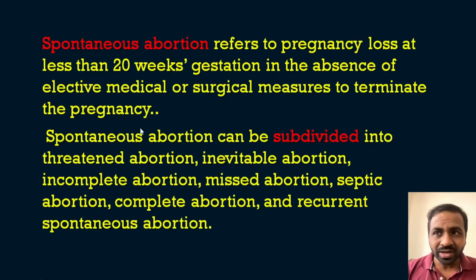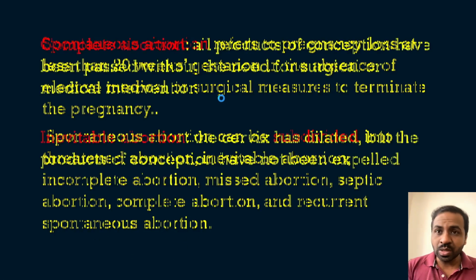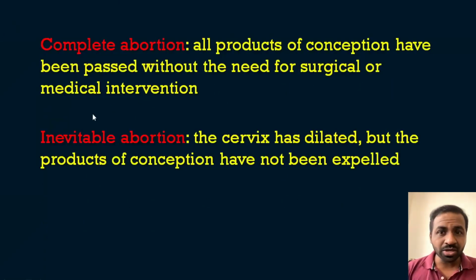So what is a spontaneous abortion? Spontaneous abortion refers to pregnancy loss at less than 20 weeks gestation, in the absence of elective medical or surgical measures to terminate the pregnancy. This spontaneous abortion can be divided into threatened abortion, inevitable abortion, incomplete abortion, missed abortion, septic abortion, complete abortion, and recurrent spontaneous abortion. Okay, so these are the subdivisions of spontaneous abortion. The other options were the complete abortion and the inevitable abortion.